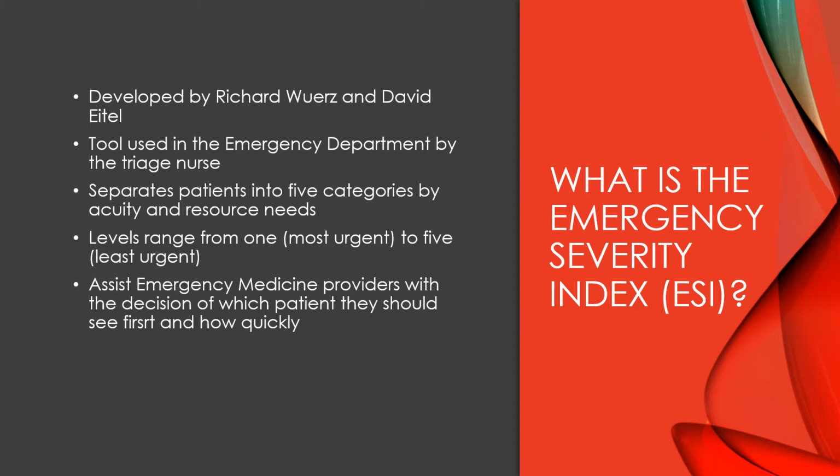ESI 1, the provider should see immediately. ESI 2, which is emergent, they can be seen within 1 to 14 minutes. ESI 3 is urgent and should be seen between 15 and 60 minutes. ESI 4 is semi-urgent and they can wait for about an hour to 2 hours. ESI 5 is the most non-urgent patient in the ER, and they can wait between 2 and 24 hours, depending on patient volume and acuity at the time.